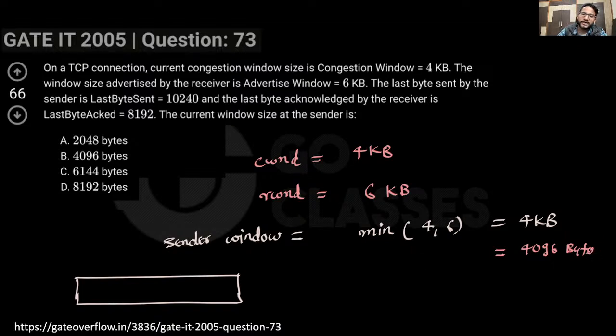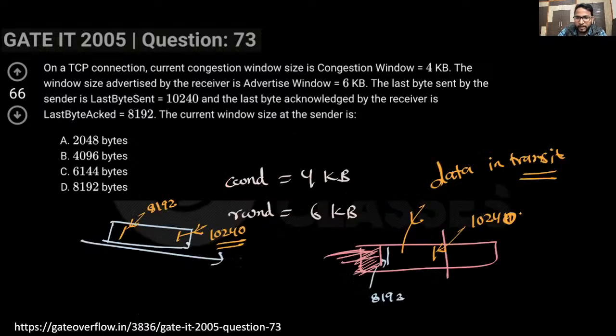Now they are saying the receiver has acknowledged up to last byte 8192, which means the receiver has received everything till 8192. Let's divide it into two parts. I just got the acknowledgement for 8192. This has been acknowledged. Now I have not got an acknowledgement for this byte, which is 8193. Earlier I think I wrote 8192, but it should be 8193 because the acknowledgement for 8192 has been received.